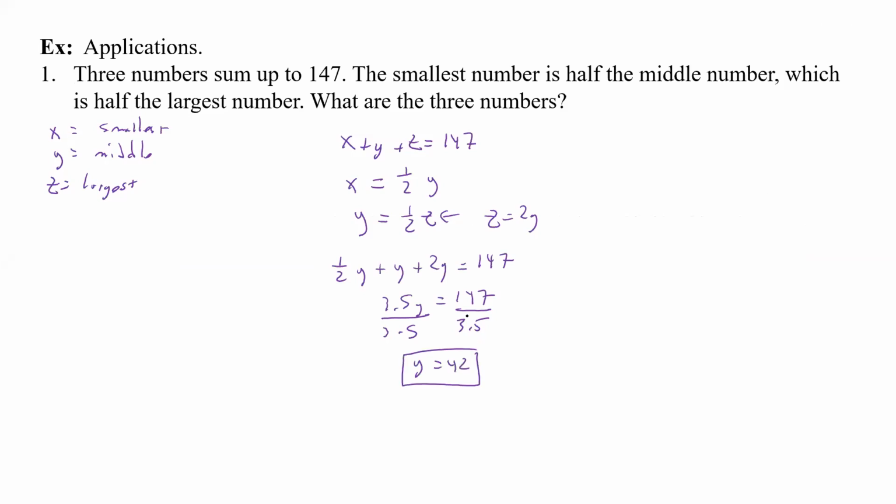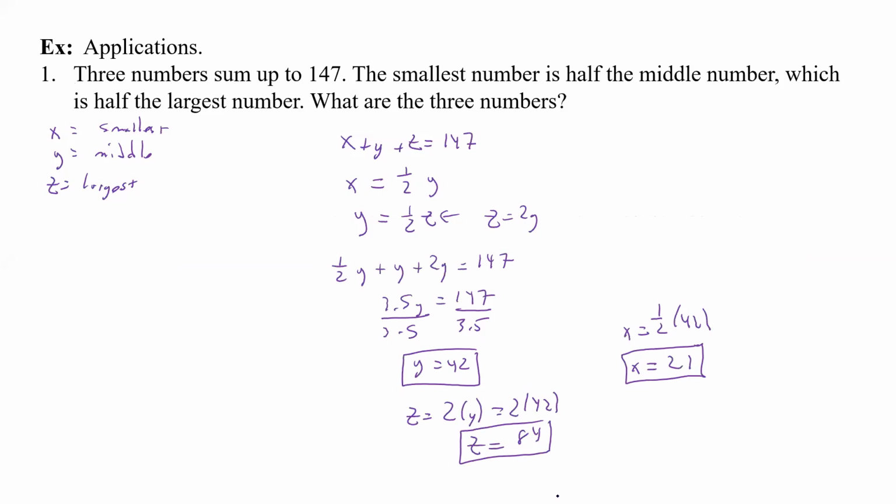Okay, well, what does that help? Now if we take 2 times that, z is equal to 2 times y, which is 2 times 42, so that's going to be 84. So that's what then z is equal to. And then x is half of y. So then x is equal to 1/2 of 42, or x is equal to 21.